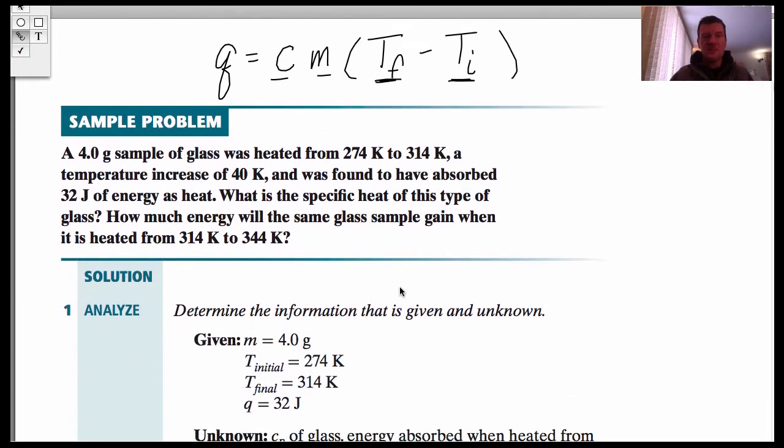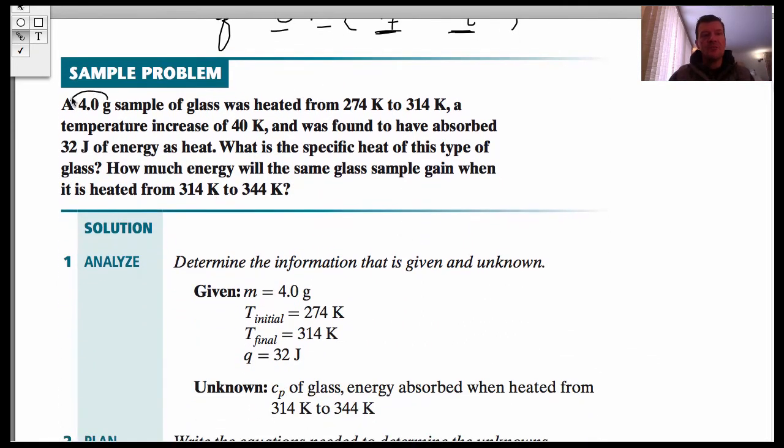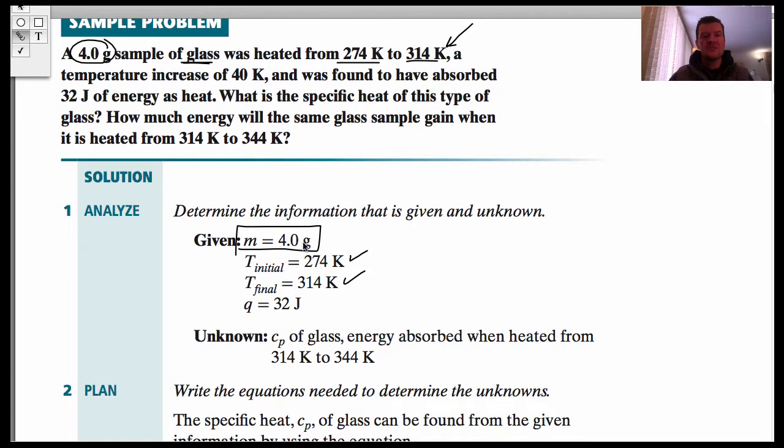Okay, let's look at a sample here. We have 4 grams. There's your mass. Here we write it down. 4 grams is your mass. Sample of glass. This is glass now. Now we're told what the material is. And it was heated from 274 to 314. Notice the unit here for temperature is Kelvin. So we have initial and final temperatures. Okay, so that increase here, obviously the delta T is 40. It went up.